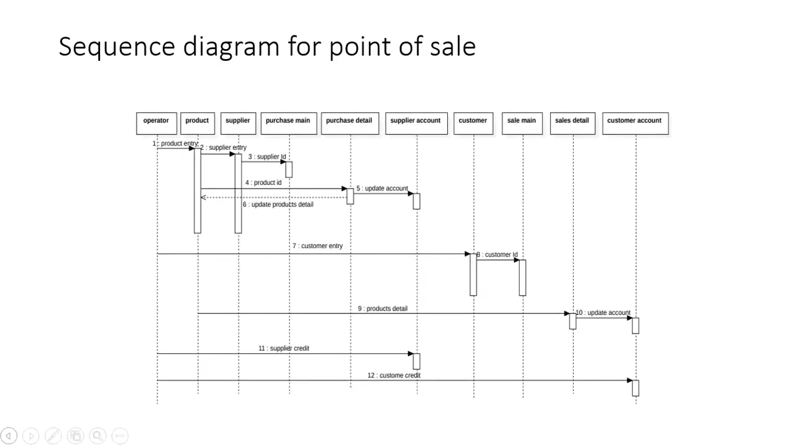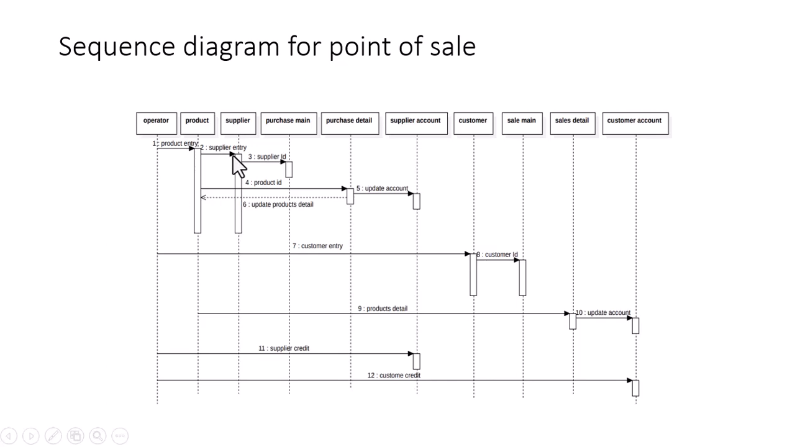This is another sequence diagram for point of sale. The use case diagram of point of sale is already explained in the previous lecture. So this is the operator, and this is the first step: product entry. For both purchasing and selling, product entry is necessary. So before purchasing, the operator must enter the product's detail, and then the supplier entry.